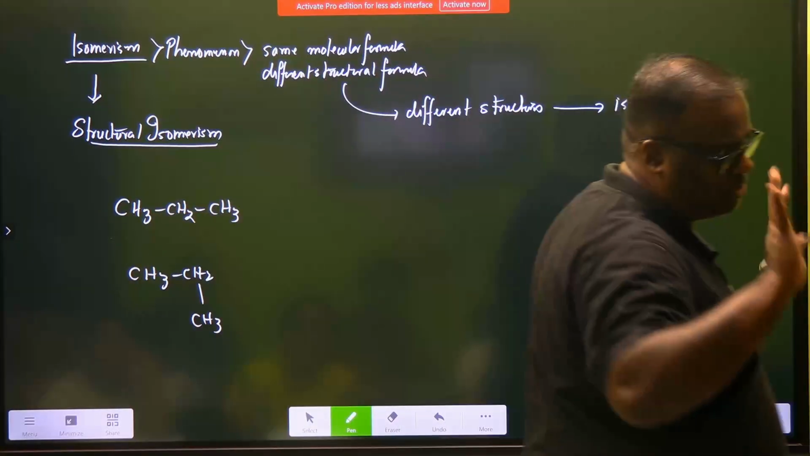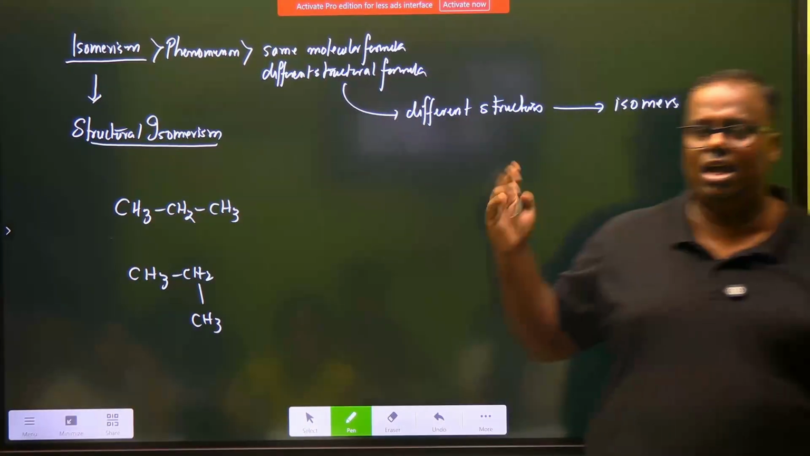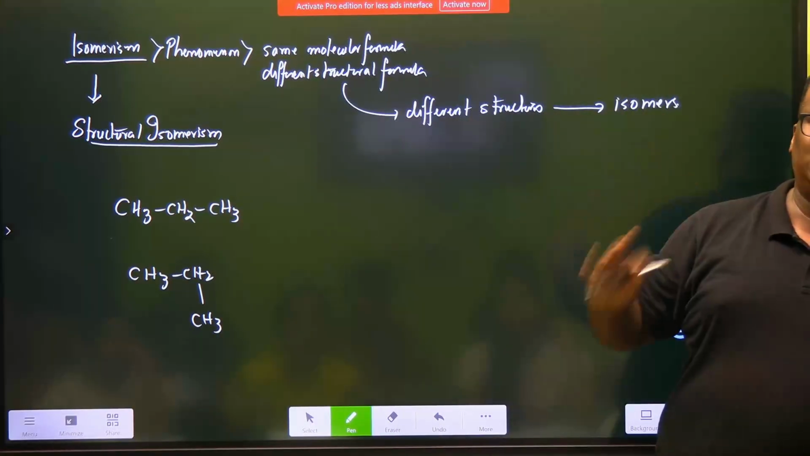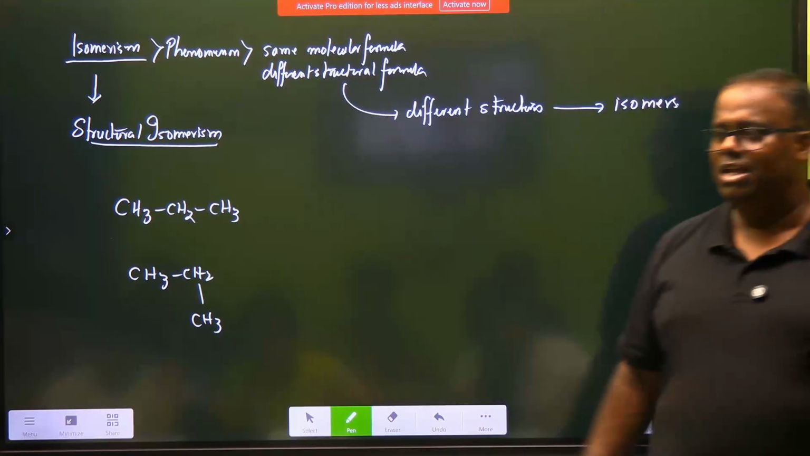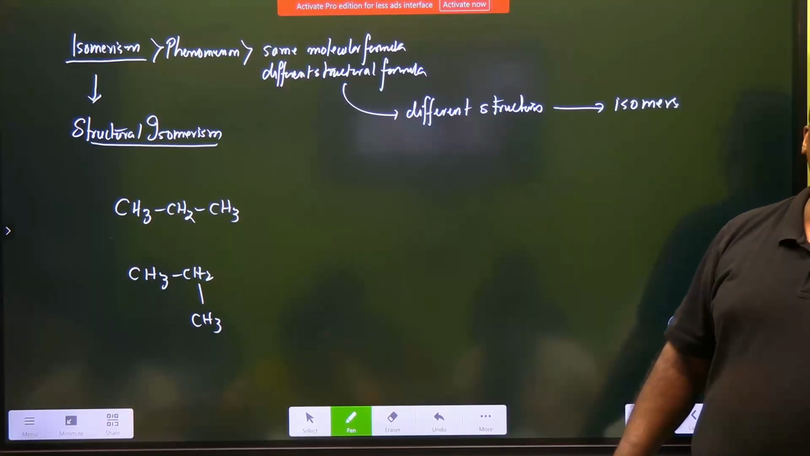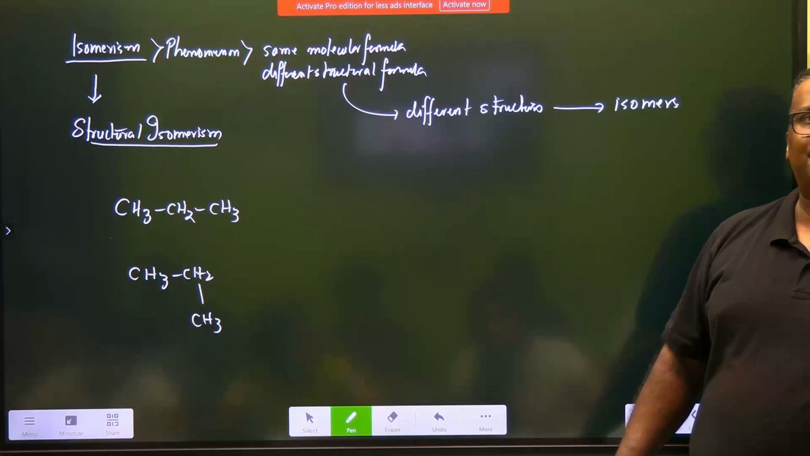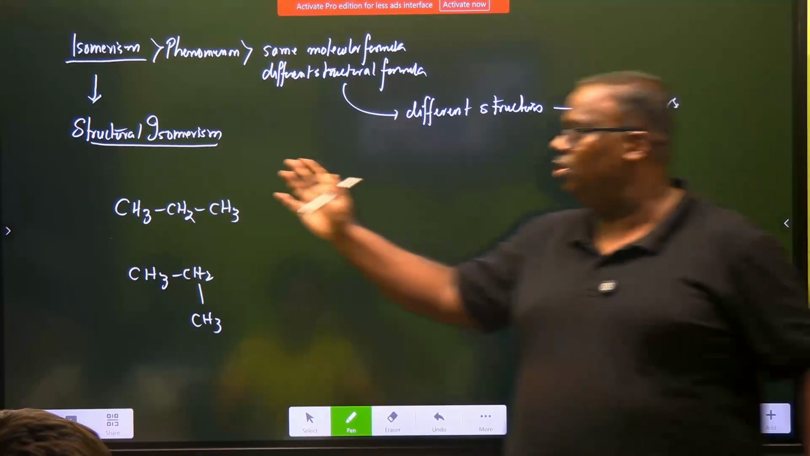Now you know how to make a structure. What do you need to make a structure? You should satisfy the valency of carbon. Try. 2 minutes you can try. If you want to try, you can try. Can you make a structure?